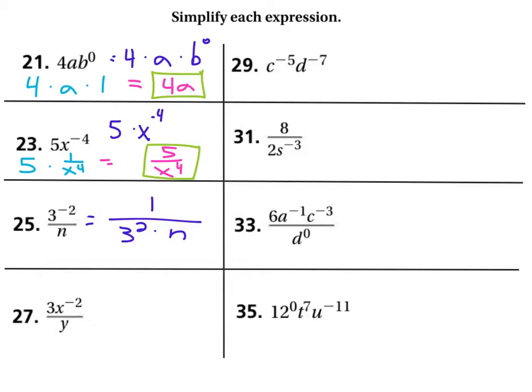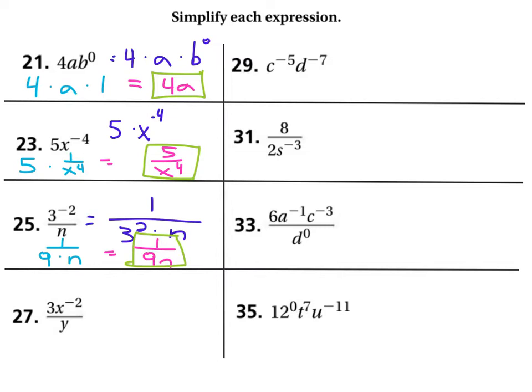Now we can resolve 3 to the second power. 3 to the second power is 9. So we end up with 1 over 9 times n, and that equals 1 over 9n. Sorry, I had a little technical difficulty there. All right, let's keep going with this.